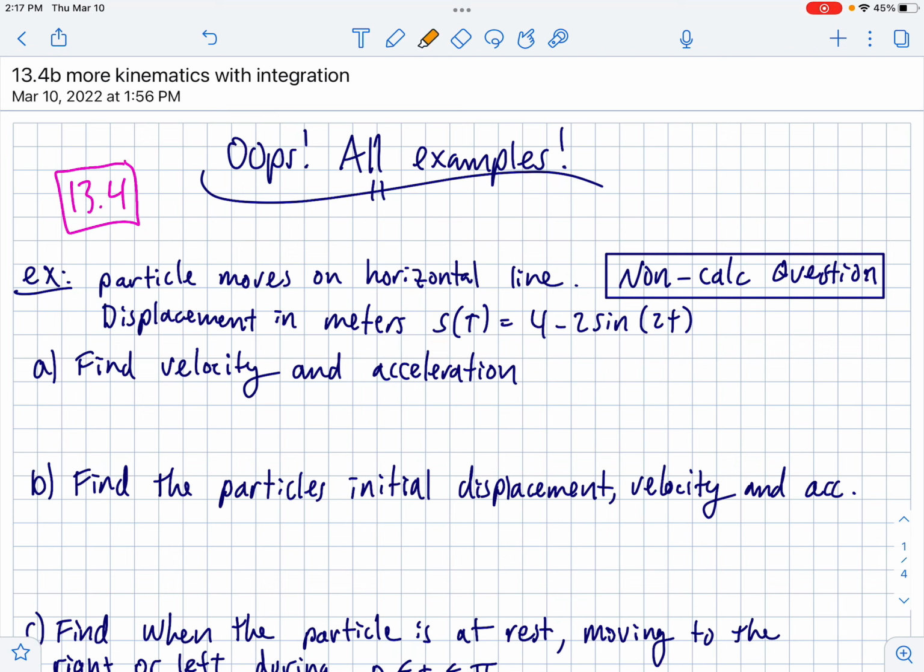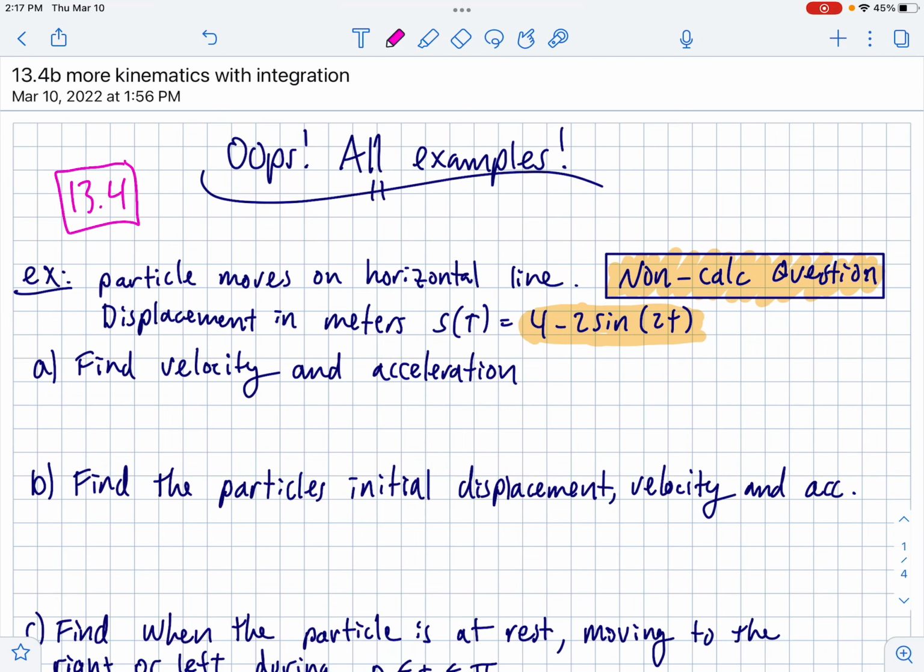So, the first one, a particle moves on a horizontal line. Oh, I should say that right off the bat, this is a non-calculator question, so you guys should not be touching your graphing calculator for this one. Particle moving on a horizontal line, classic kinematics. The displacement is given by this equation here, 4 minus 2 sine of 2t. Now, we're going to find the velocity and acceleration first.